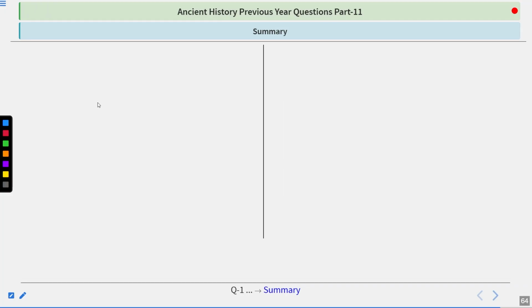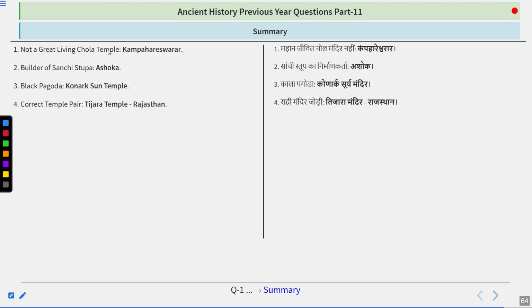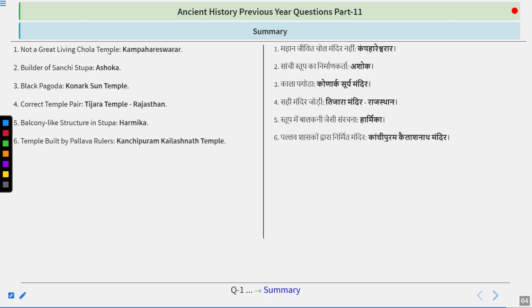So let's summarize what we have learned so far. Great Living Chola temple. Kampa Reshwarar, builder of Sanchi Stupa, Ashok. Black Pagoda, Konark Sun Temple. Correct temple pair, Tijara Temple. Balcony-like structure in Stupa, Harmika. Temple built by Pallava rulers, Kanchipuram, Kailashnath Temple. Part of temple for worshippers, Mandapa.